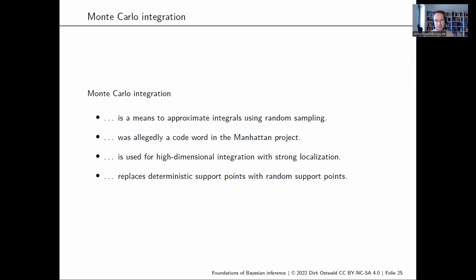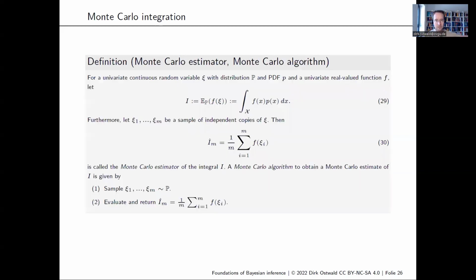to use random support points in integrals, and then mainly the idea is to use also the law of large numbers that says the sample mean converges to the expected value. The expected value is an integral. The sample mean is something that you get from sampling. If you have many samples, that approximates an expected value. The expected value is an integral, so you approximate an integral by taking samples. So that's here the definition of a Monte Carlo estimator and the Monte Carlo algorithm.